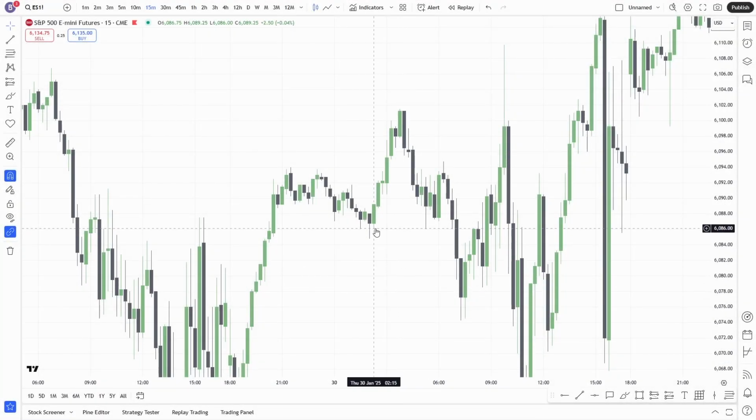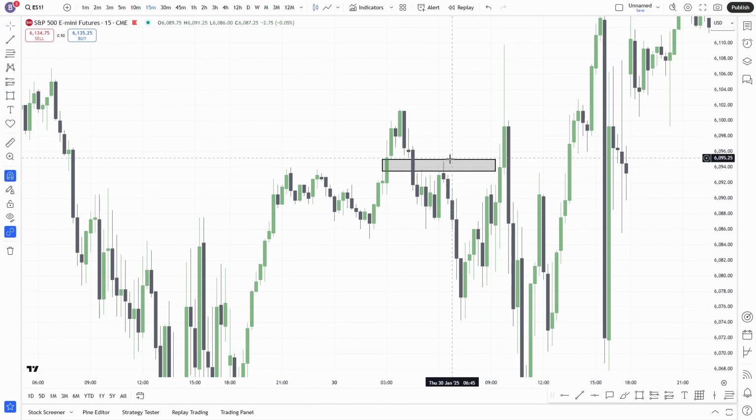Here, in this example, we have price push up, creating an IFVG before we get the close, and then price comes back up, respects the IFVG before pushing in the intended direction.